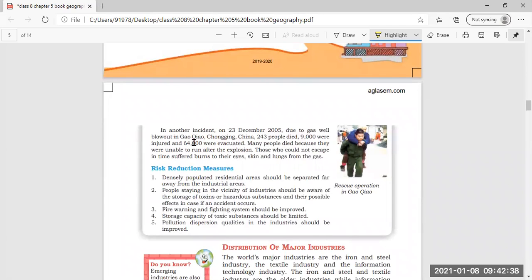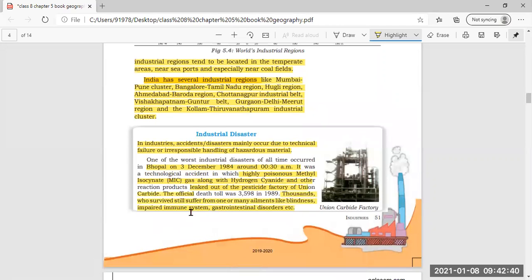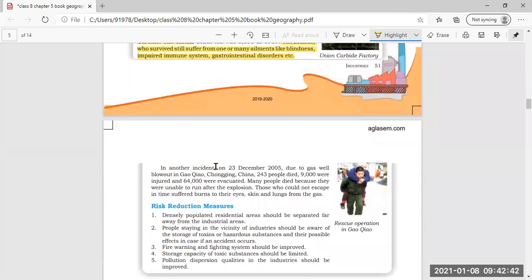Now, this was all about the Bhopal gas tragedy. Then, in another incident on 23rd December, due to a gas well blowout in Kongjing, China, 243 people died, 9,000 were injured, and 64,000 were evacuated. Evacuated means asked to move out from that particular place.